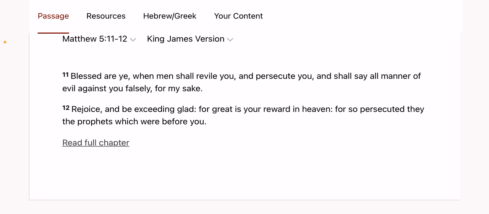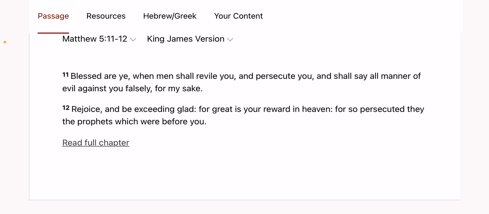"Blessed are you when men shall revile you and persecute you, and shall say all manner of evil against you falsely for my sake. Rejoice and be exceeding glad, for great is your reward in heaven." There is a reward and a prize waiting for us if we continue to endure and remain faithful to all these things, man. That's why it's going to James 1:12, and many other scriptures go into, if we endure, there's a prize waiting for us, man.